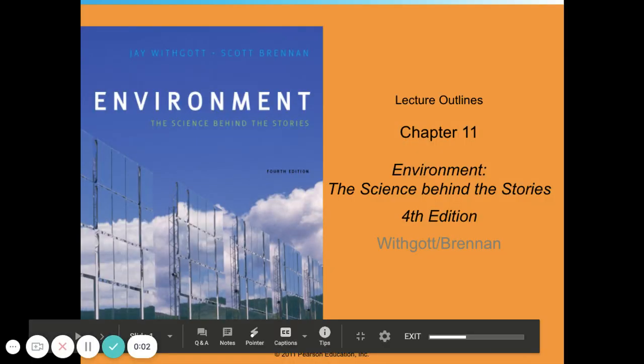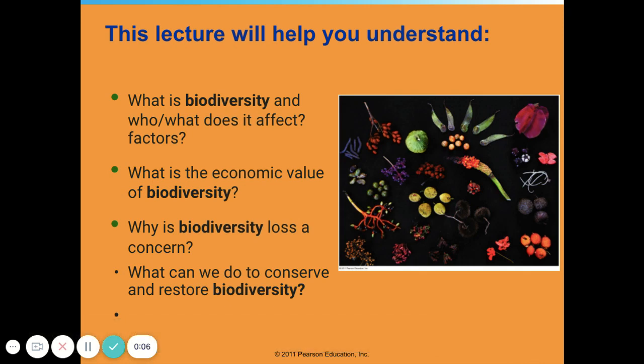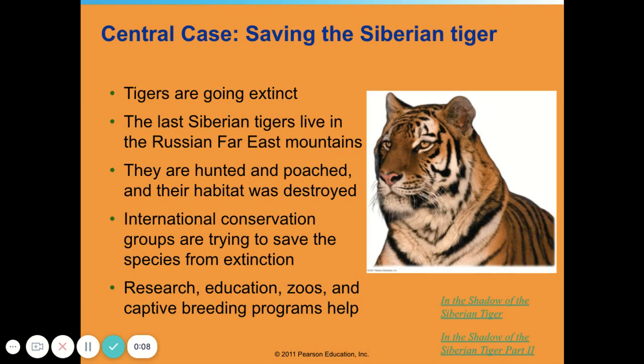All right, this is Chapter 11. Chapter 11 is all about biodiversity. So, our case study is about the Siberian tiger, which has been impacted greatly by overharvesting and habitat loss. Luckily, conservation groups have been working to protect it, and we're going to be watching a documentary about it next week.